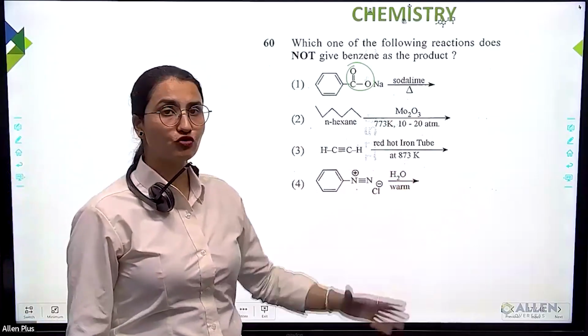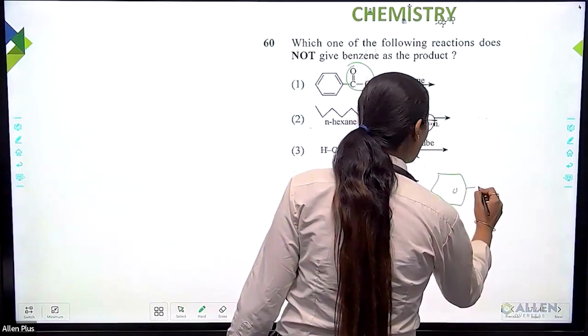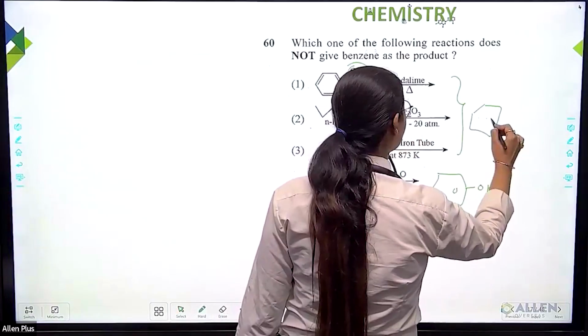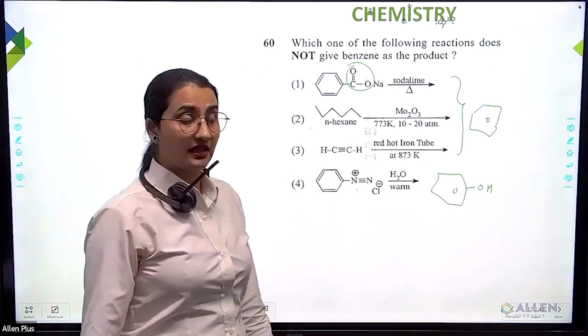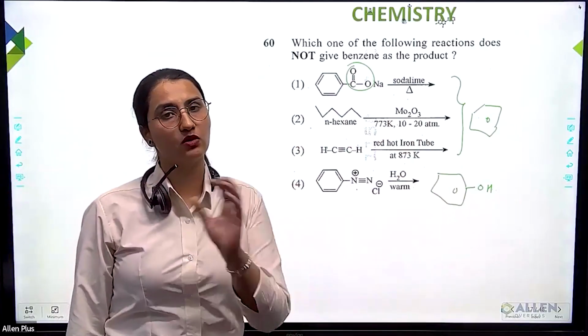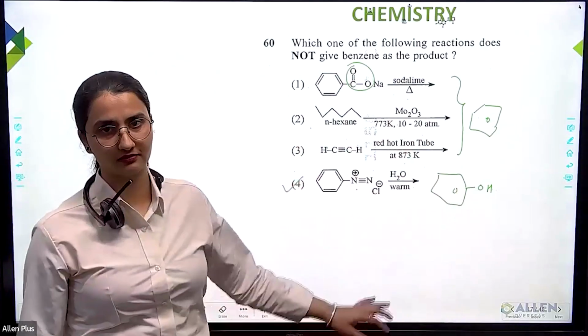If I put H2O, it's going to produce, students, what? Phenol, not benzene. Rest all will give what? Benzene. If we had put H3PO2, then we would have received what? Benzene. So the correct answer is option 4.